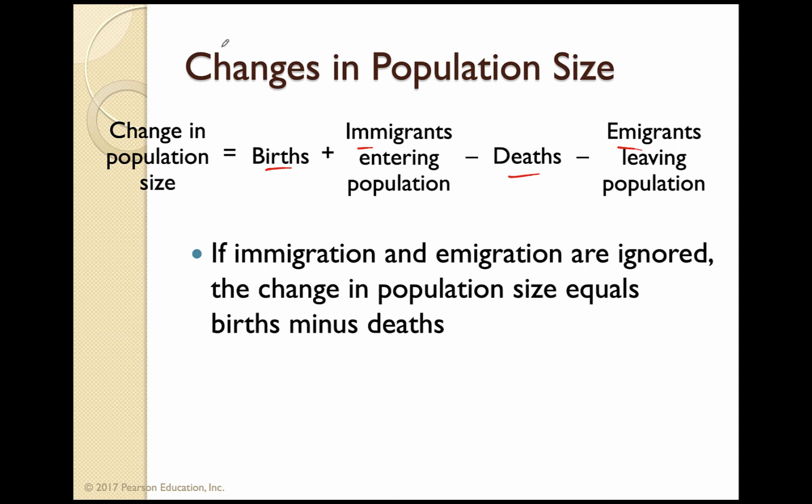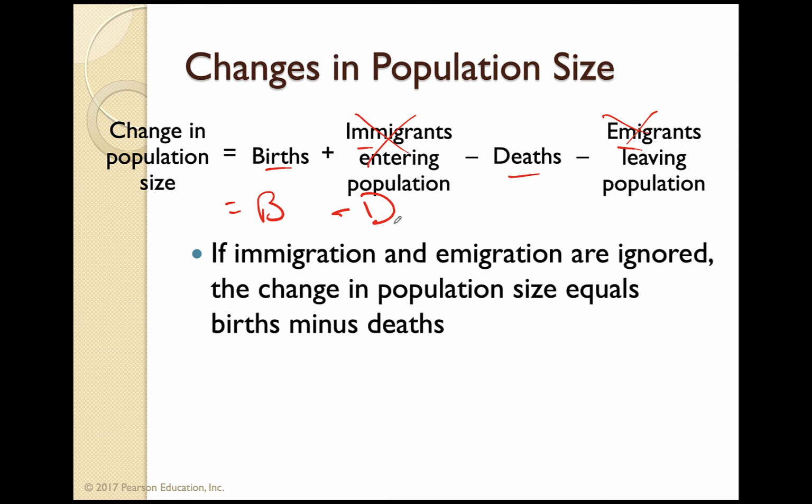Most of the time, it's really hard to measure immigration and emigration. And a lot of the time, immigration and emigration, even when they can be measured, are not necessarily the main drivers of population change. So as a scientist studying a population, I might ignore these two. And then the equation comes down to just births minus deaths.